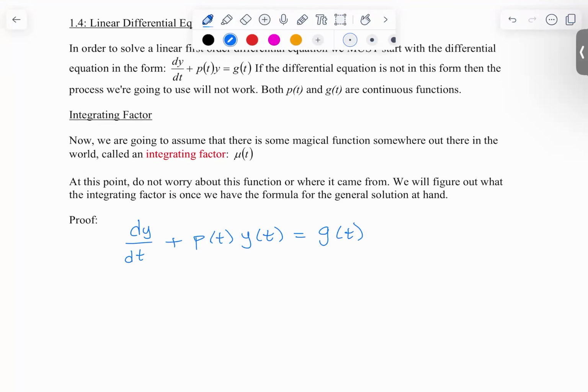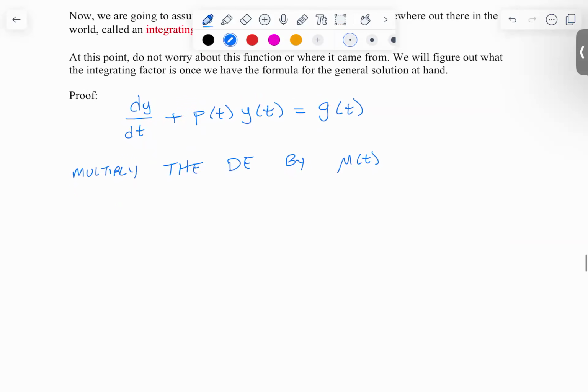Now notice a lot of times we just write this as y, but this one I want to write as y of t because we have a lot of stuff going on. So the concept of integrating factor: multiply the differential equation by the integrating factor. This is the whole concept of what the integrating factor technique is.